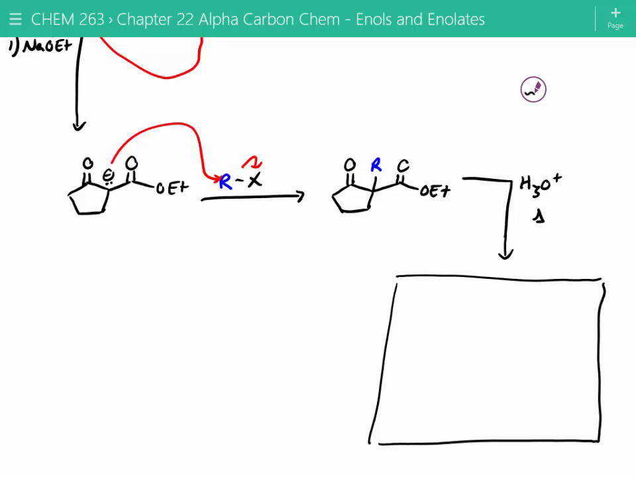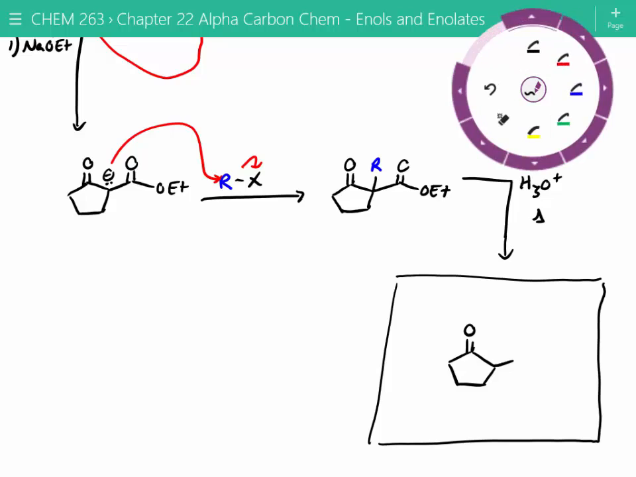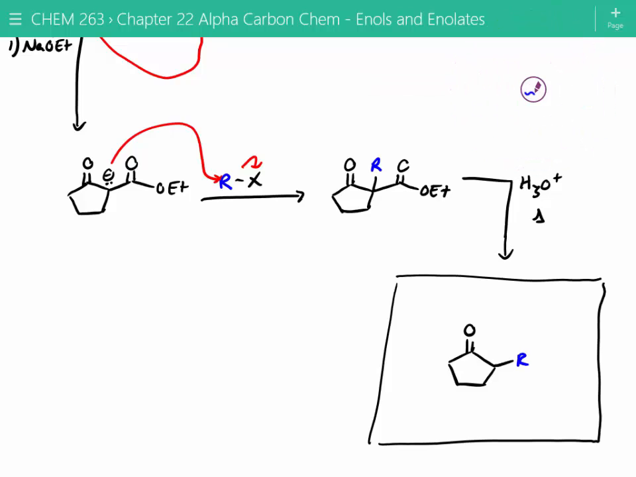Did that just turn into a carboxylic acid? Yes, when we add an acid, this ester group will be hydrolyzed to a carboxylic acid, and then when we add heat, what will happen to this carboxylic acid? It'll pop off as carbon dioxide. So in this case, our final product will be a ketone with an alkyl group coming off of the 2 position, so actually a cyclopentanone with an alkyl group at the 2 position.